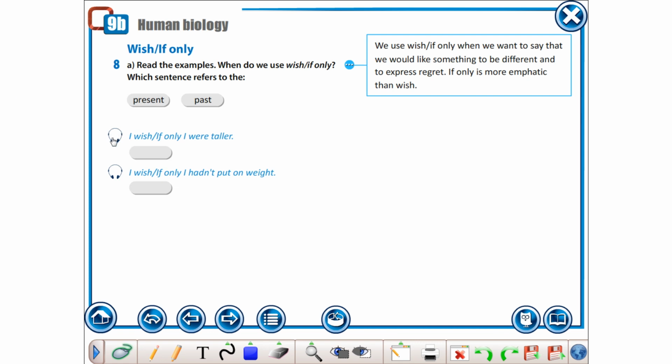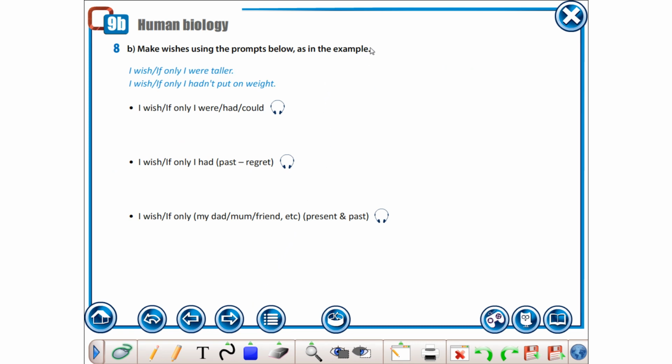Давайте посмотрим на примерах. I wish I were taller. If only I were taller. I wish I hadn't put on weight. If only I hadn't put on weight. Окей, здесь у нас использовано время present, и здесь у нас past.